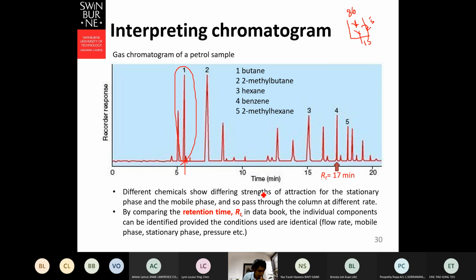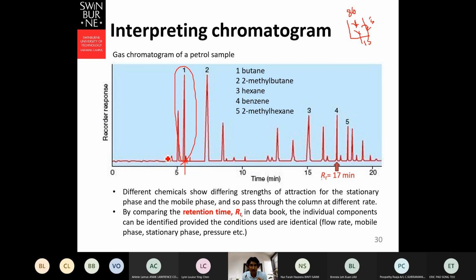But still, by just running any sample we cannot find the identity. We need to have the standard sample, right? We are looking for something in the sample. We are looking for whether there is caffeine in my sample, or vitamin C, or vitamin D, or whatever in my drink. Is there really, or if there is, how much?